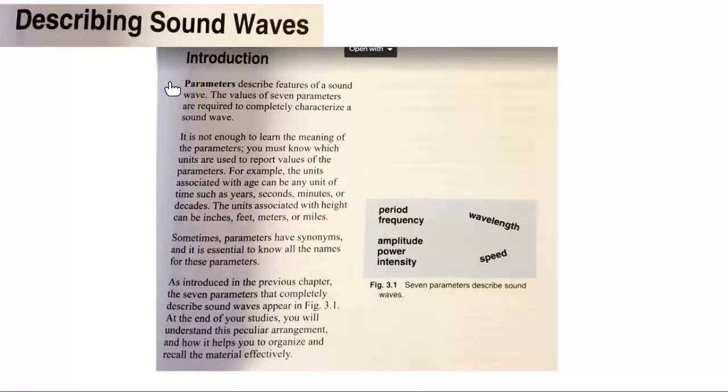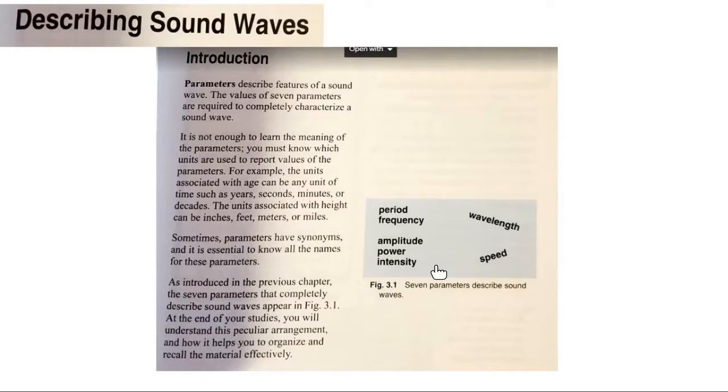And we talked about parameters. Parameters describe features of a sound wave. The values of 7 parameters are required to completely characterize a sound wave, and the 7 parameters are shown over there in that little blue box. We can talk about the period, the frequency, the amplitude, the power and the intensity, and we can also talk about the wavelength and the speed. So if we're talking about a sound wave, we can talk about all of those things.